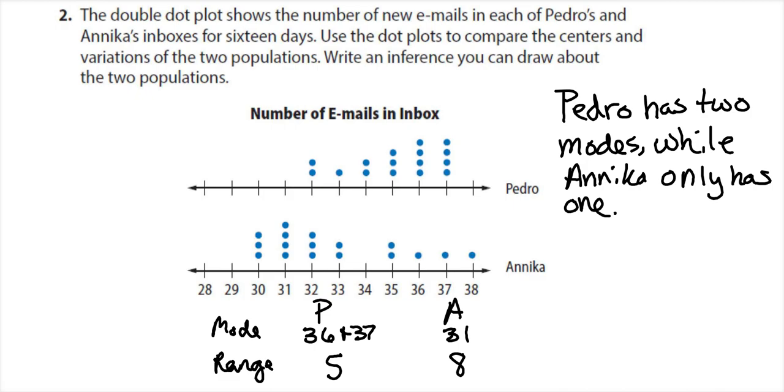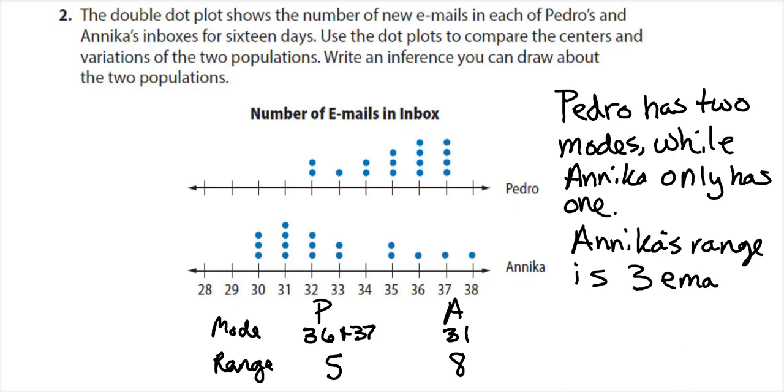And then we need to talk about the range. Let's jazz up. Let's say there's a difference of 3. So Annika's range is 3 emails higher.